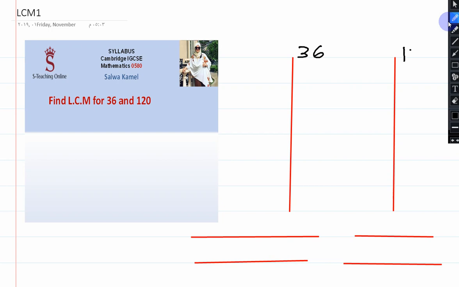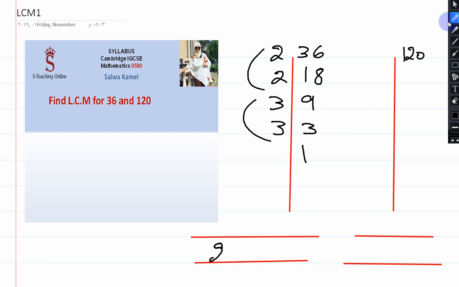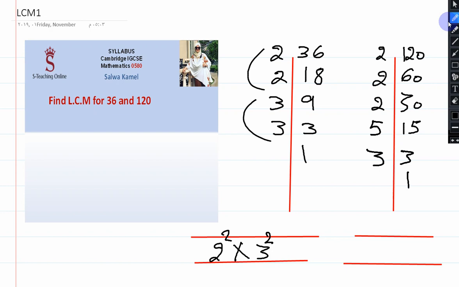36 and 120. 36 divided by 2 is 18. Divided by 2 is equal to 9. Divided by 3 is equal to 3, and 3 divided by 3 is 1. So I have here 2 to the power 2 by 3 to the power 2. Here 120 divided by 2 is 60, divided by 2 is 30, and divided by 2 is 15, and divided by 5 equals 3, divided by 3 is equal to 1. So what I have here is 2 to the power 3 by 5 by 3.